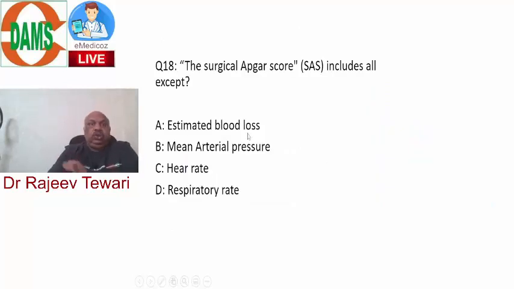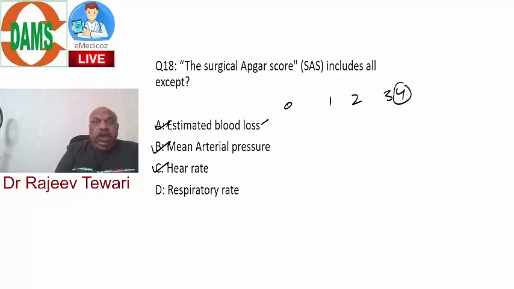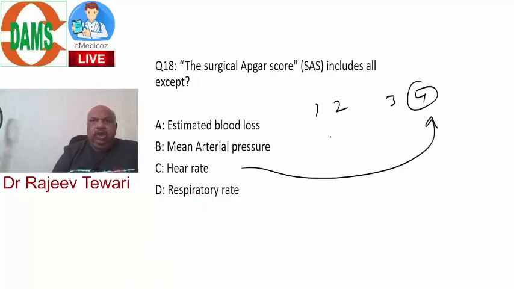Surgical Apgar score includes all except. Surgical Apgar score is a very good score, it includes 3 things: blood loss, mean arterial pressure, and heart rate. And you give 0, 1, 2, 3, 4 numbers. Higher the score, better is the prognosis. So like less than 300 blood loss, 300 to 600, 600 to 1 liter, more than 1 liter, like this. Mean arterial pressure, heart rate, 4 is only heart rate. Rest only 0 to 3.